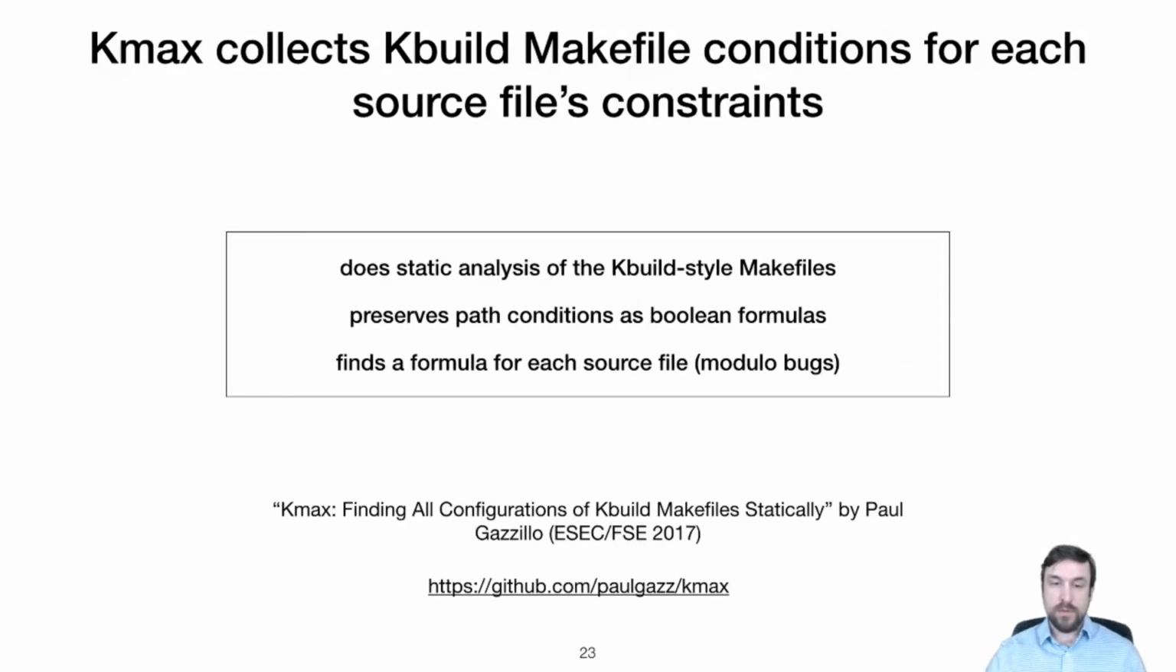The second tool is Kmax. Kmax can look at Kbuild style makefiles and collect the source file constraints that the Kbuild Makefile says they should build under. It works by doing a static analysis of the make language itself for some subset that Kbuild typically uses. And it is able to find every possible path in makefiles and preserve those path conditions as Boolean formulas. Now, there are some bugs.